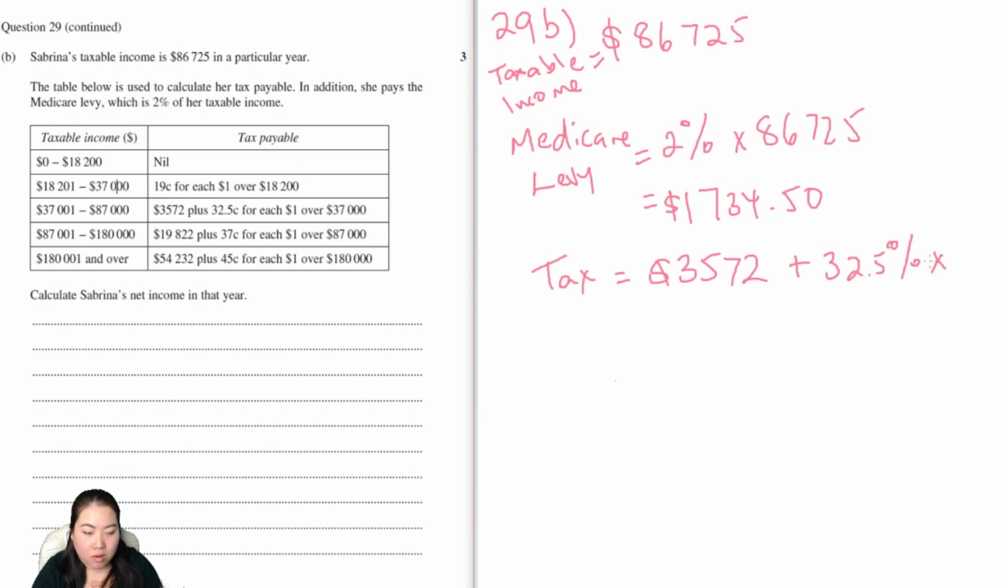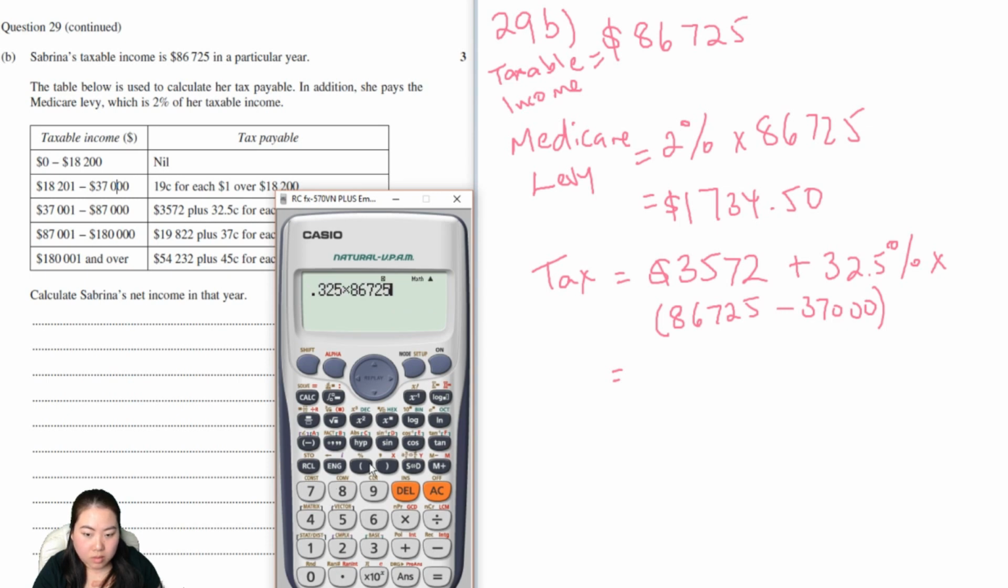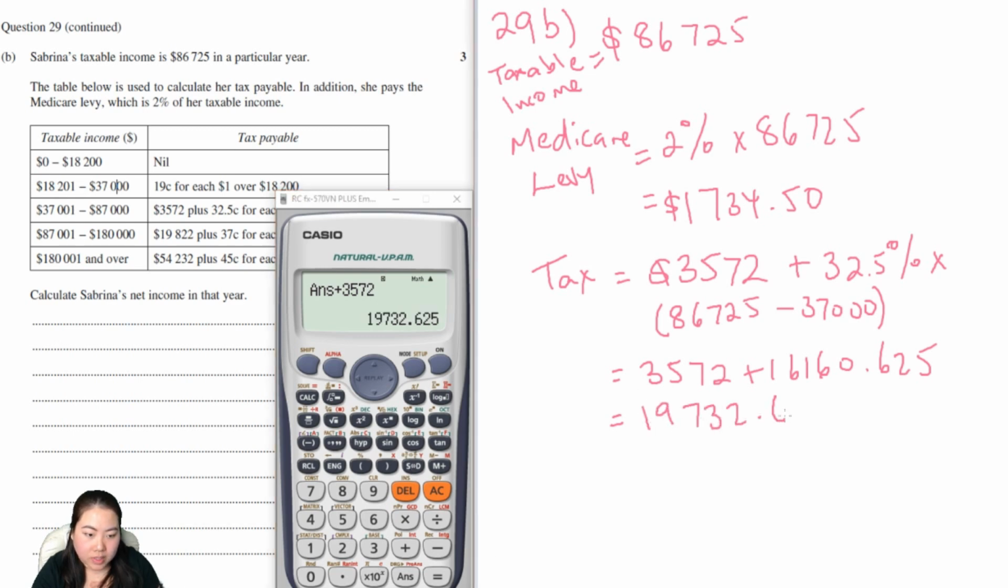So 32.5% of 37,000 minus, nope, sorry, wrong way around, of 86,725 minus $37,000. That equals $3,572 plus 16,160.625, which is 19,732.625.